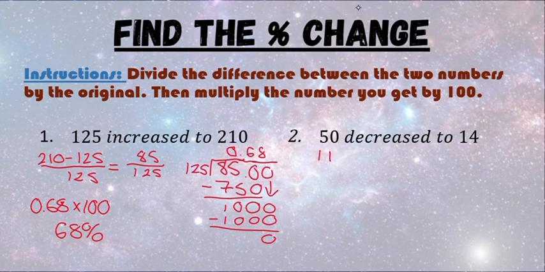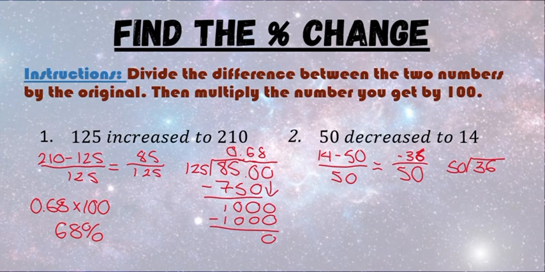First, we're going to subtract 14 by 50. And then we're going to divide that by 50. 14 minus 50 is negative 36. And we're going to divide that by 50. So we're going to set up the same long division that we had for number 1.